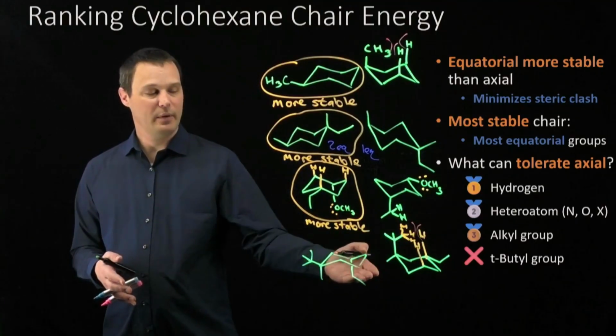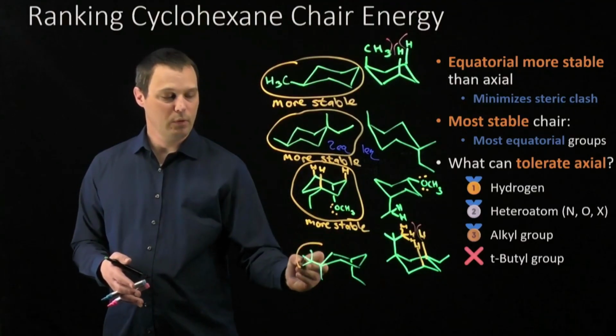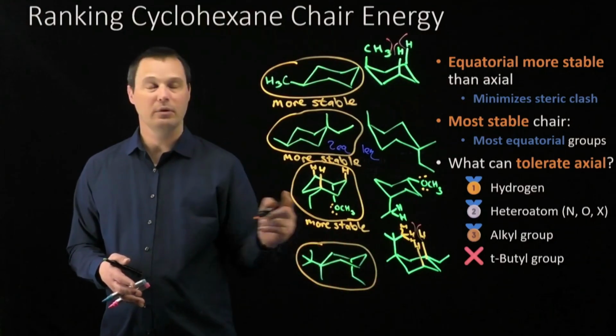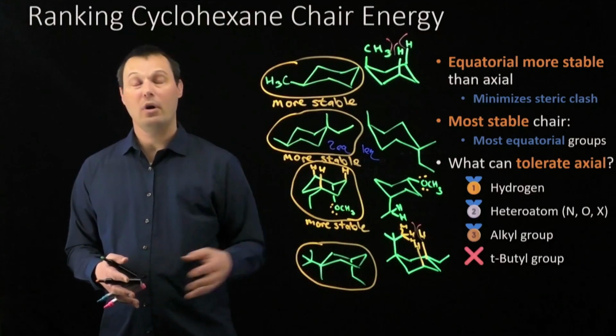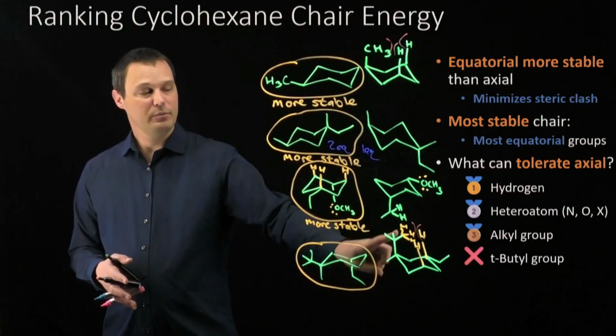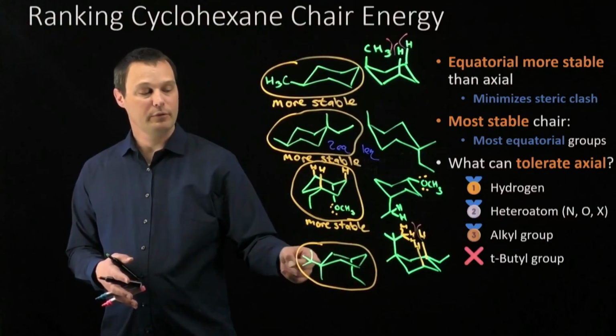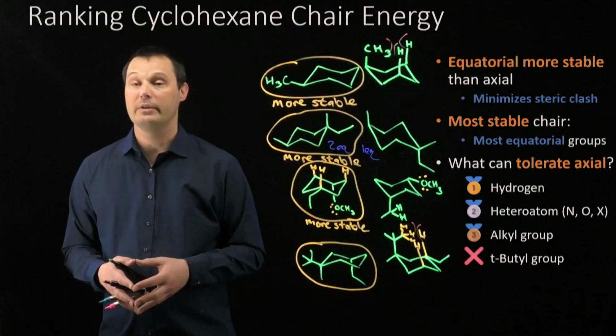So if you have a cyclohexane chair with the T-butyl group, the orientation with the T-butyl group equatorial will automatically be more stable, even if that means there are more overall axial groups. The axial T-butyl is so high energy that it prefers to be equatorial in just about every circumstance.